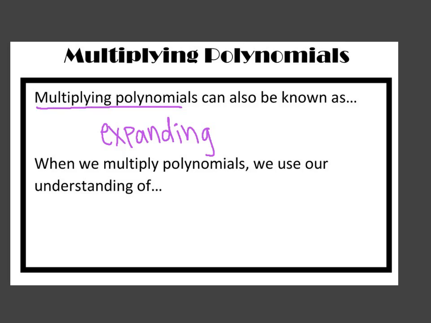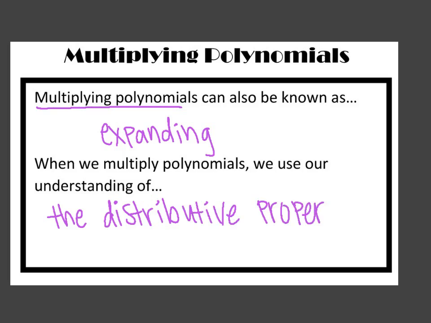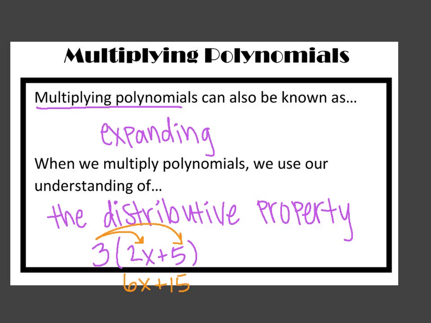When we multiply polynomials, we use our understanding of the distributive property. So again, it's something we already know. We're just going to use it in a slightly different way. Now, if you remember, the distributive property we used at the very beginning of the school year, and we used that when we had something like 3 times 2x plus 5. And if you remember, what we would do was to get rid of our parentheses, we would take the 3 times 2x to get 6x, and then take 3 times 5 to get plus 15. So that's the same exact skill that we're going to be using when we multiply polynomials.